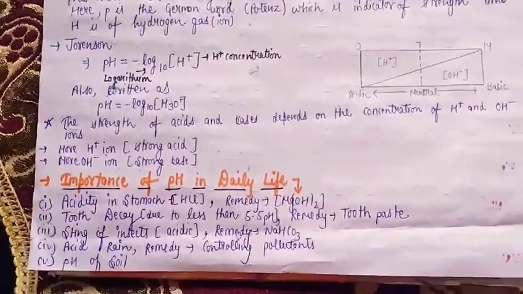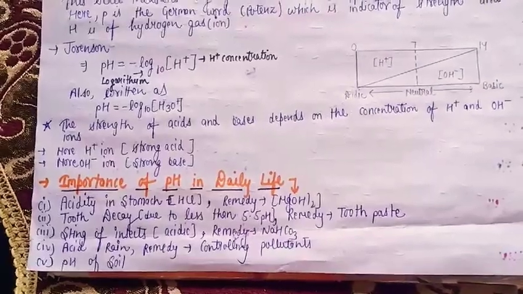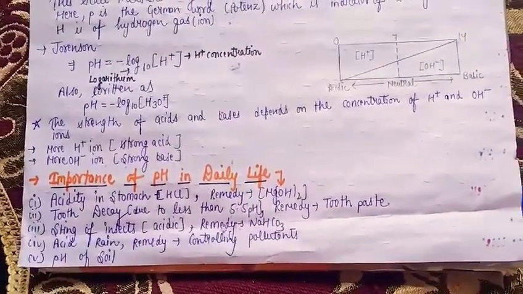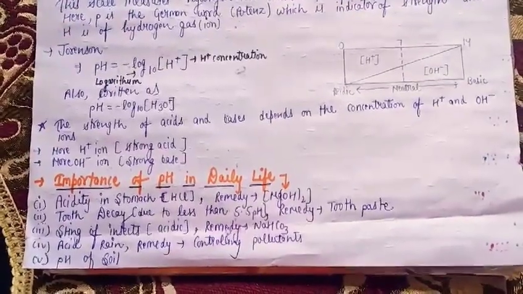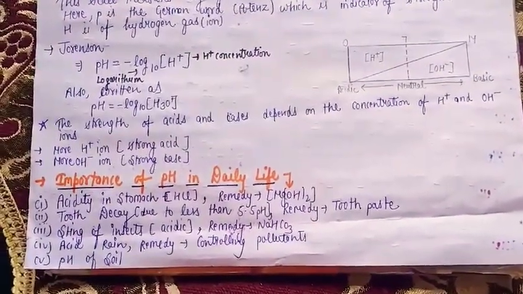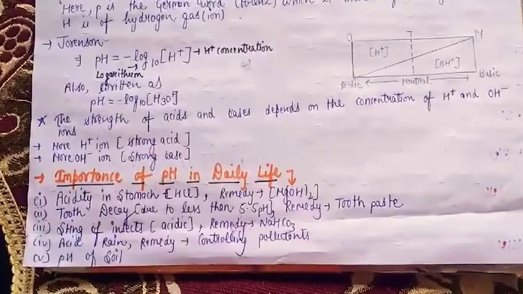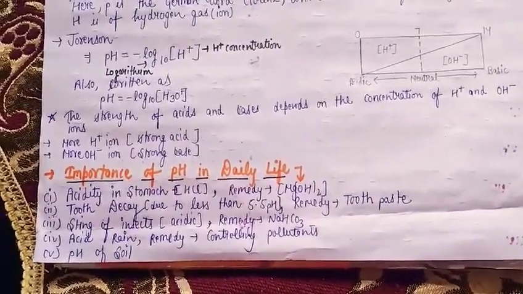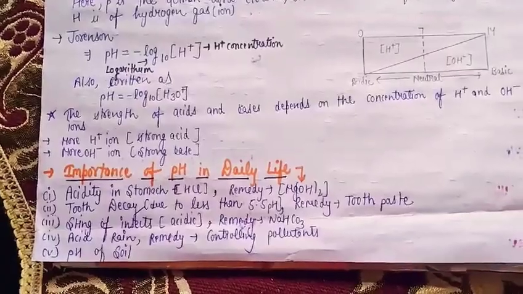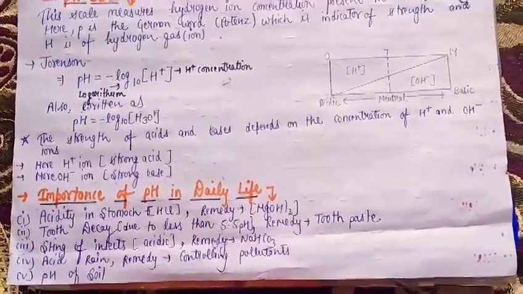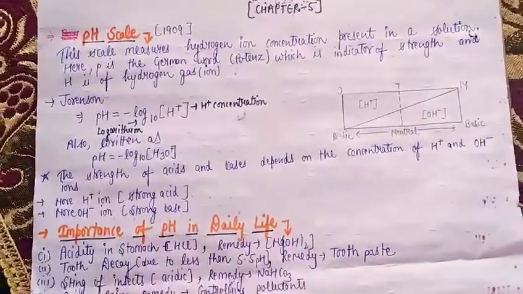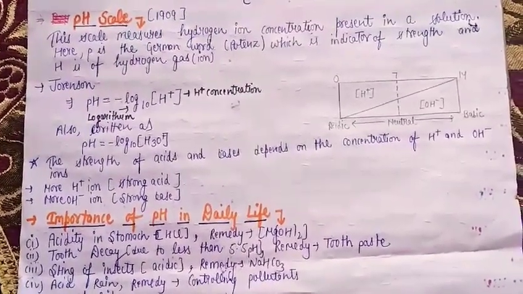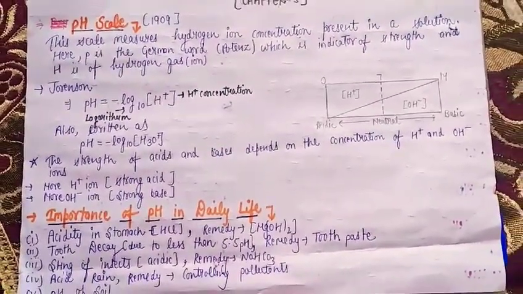So these are some important topics we have discussed here, like acidity in the stomach, tooth decay, the sting of insects, acid rain, and pH of soil. These are just a few examples, and there are many more which show that pH value or the pH scale has much importance in our daily life. So by this we can understand what the pH scale is, what the nature of the pH scale is, and what the importance of the pH scale is in our daily life. So this is about the pH scale.